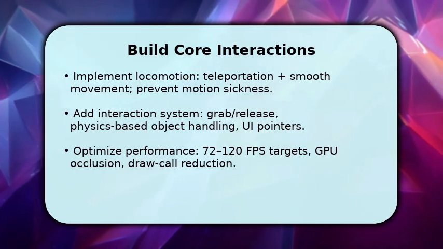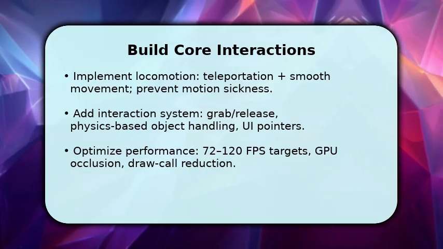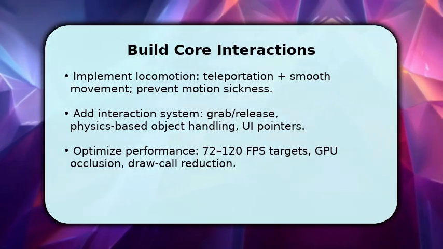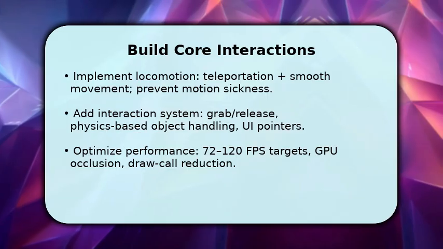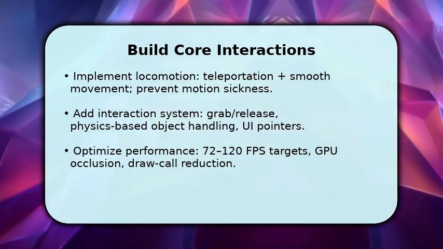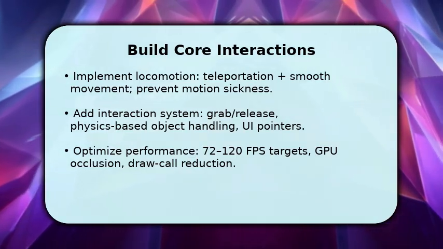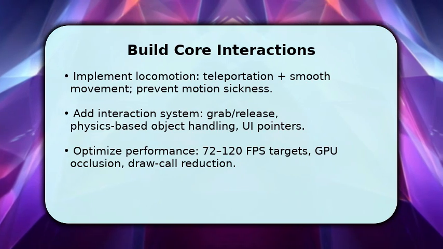At the same time, profile GPU and CPU to reach 72 to 120 frames per second, depending on target HMD. Use occlusion culling, baked lighting, and single-pass rendering to improve performance. Continue testing on device. Real-world latency and comfort issues only appear under load.